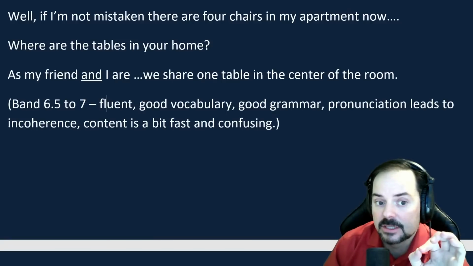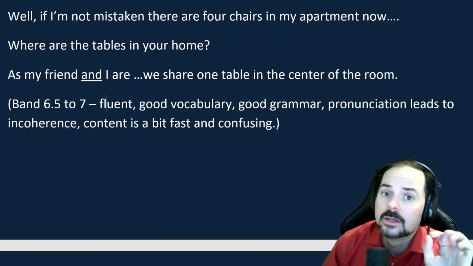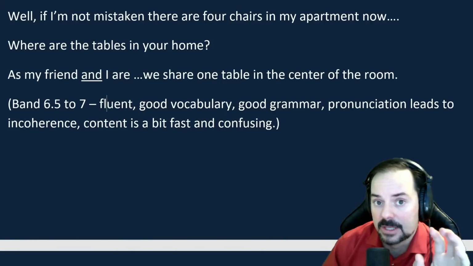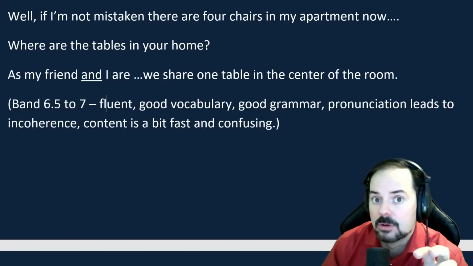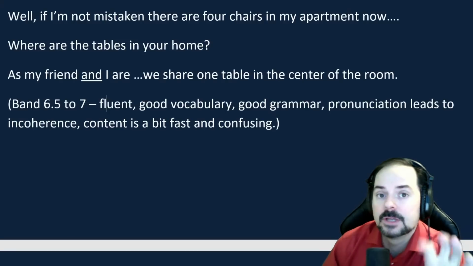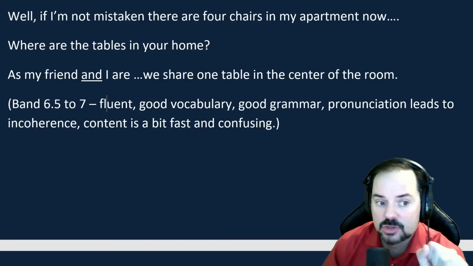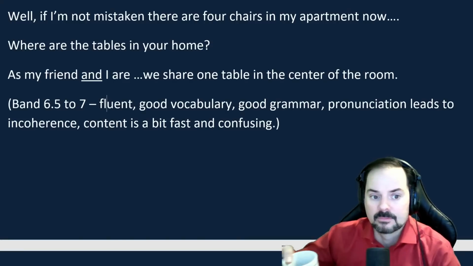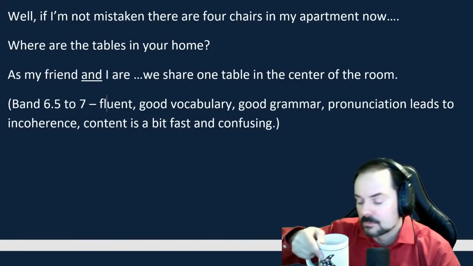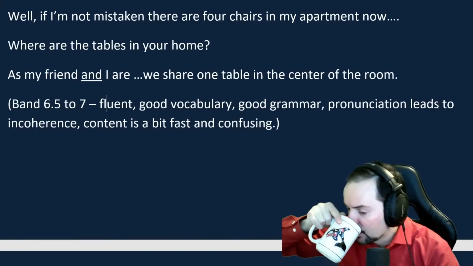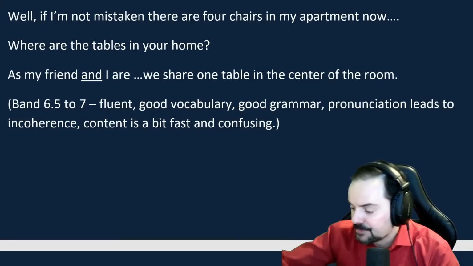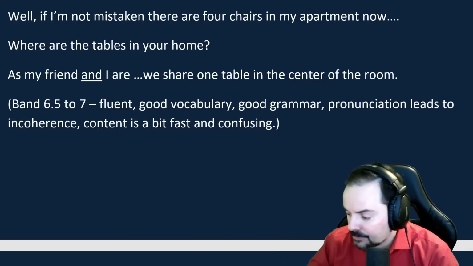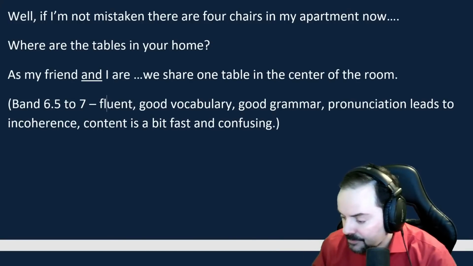As my friend and I share one apartment, we have one table in the center of the living room because it's a small space. Try it. Where are the tables in your home? As my friend and I are sharing the apartment together, so we have a big table in the living room and we use it for studying and entertainment purposes.